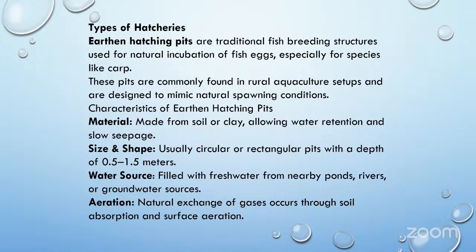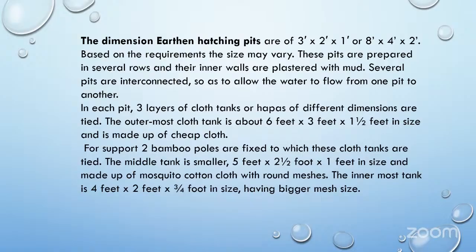Characteristics of earthen hatching pits. First, material. Material should be made from soil or clay, allowing water retention and slow seepage. Then size and shape. Usually circular or rectangular pits with a depth of 0.5 to 1.5 meters. Water source. It should be filled with fresh water from nearby ponds, rivers, or groundwater sources. Aeration: natural exchange of gases occurs through soil absorption and surface aeration.